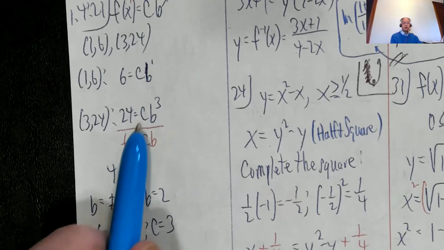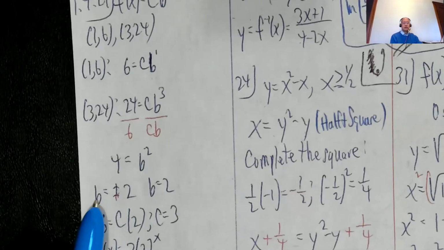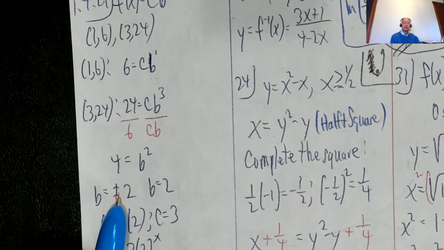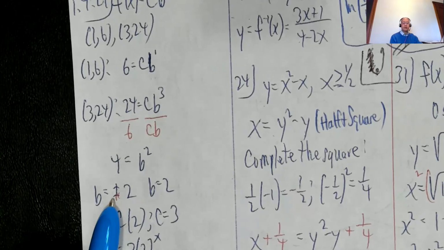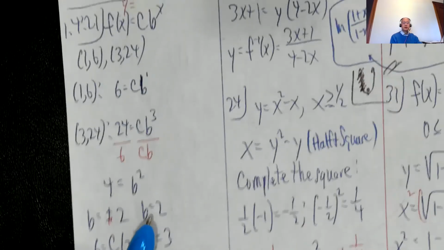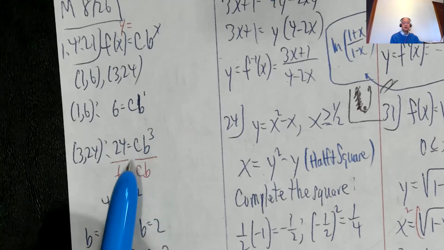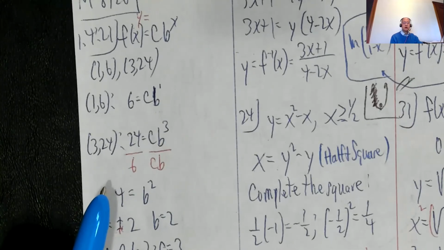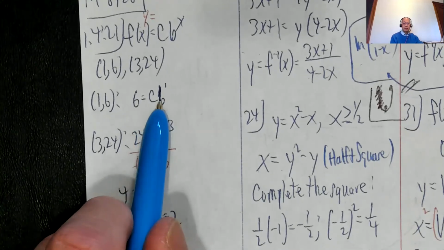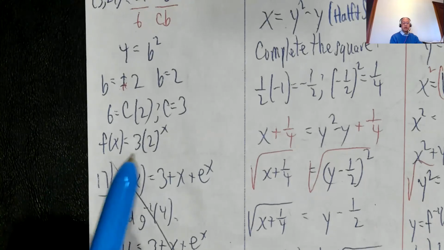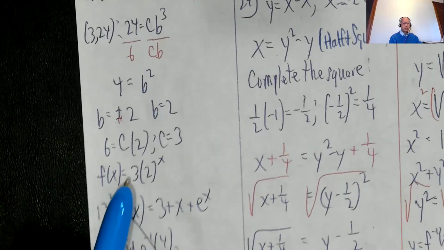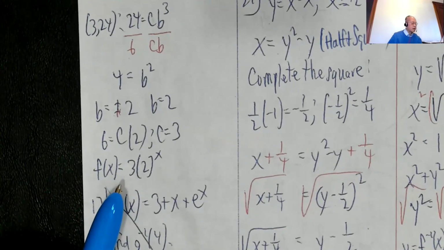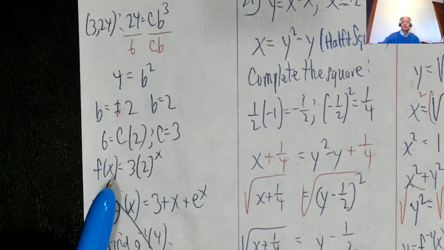So I get 4 equals, after cancellation, b squared. b is plus or minus 2, but by definition of an exponential function, we aren't allowing negatives. So b is equal to 2. Plug back in, b is equal to 2 right there. And that gives me c is 3. So final answer, f of x is equal to 3 times 2 to the x power. Okay, all right, so that's section 1.4.